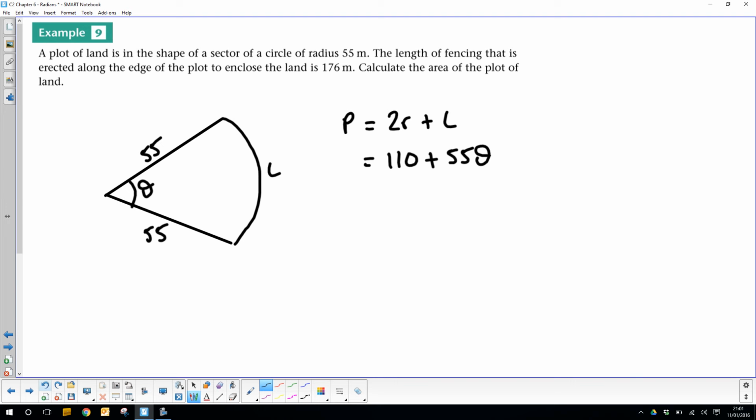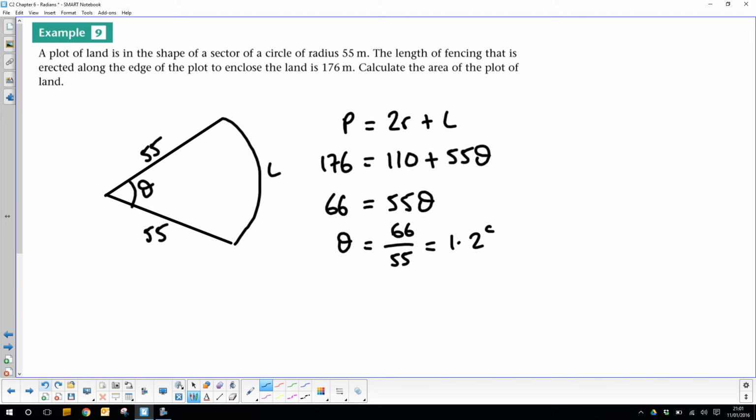Now we know the perimeter is 176, so from there we can work out fairly quickly that 176 minus 110 will be 66. So we've got 66 equals 55 theta. So theta is 66 over 55, which we don't need to cancel, we can just work it out to get 1.2 radians. Okay, so we've got our theta, but it doesn't want that, it wants the area of the plot of land.